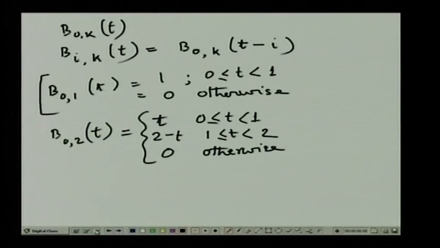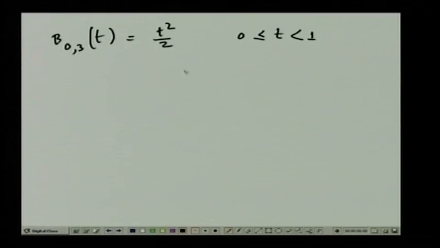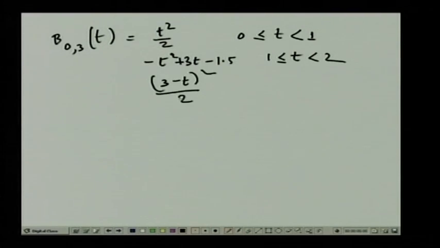Similarly, you can find that b_0,3(t) can be written as t square by 2 for 0 less than or equal to t less than 1. This will be equal to minus t square plus 3t minus 1.5 for 1 less than or equal to t less than 2. It will be (3 minus t) square upon 2 for 2 less than or equal to t less than 3, and it will be 0 otherwise.